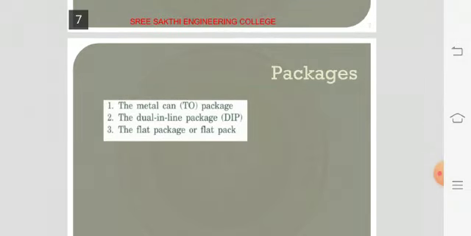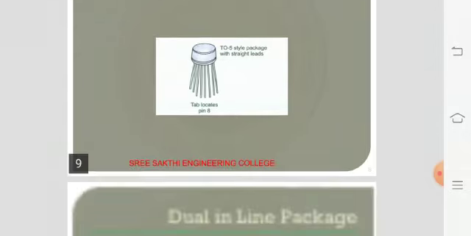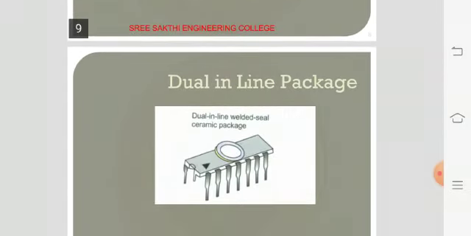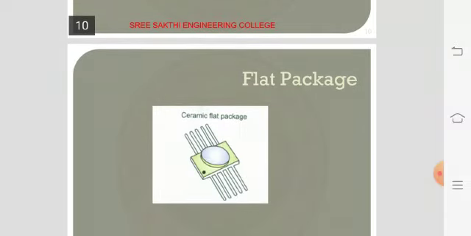Next one, packages of IC are of 3 types: the metal can package, dual inline package, and flat package. Next is the diagram for the metal package. Here you can see the diagram for how an IC can be packed as a metal can. Next one is the dual inline package. Normally we are going to use this dual inline package. On one side we have 4 terminals and on the other side we have 4 terminals, totally 8 pins, in the dual inline package of IC 741. Next one is the flat package. It is a ceramic flat package. You can see the diagram here.